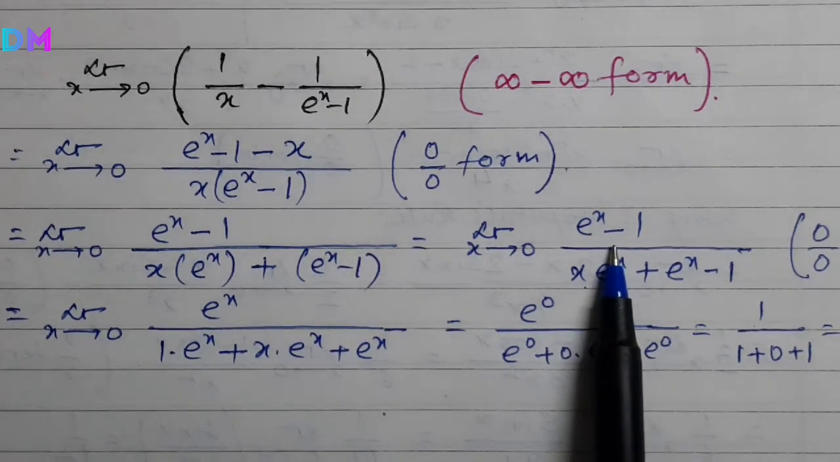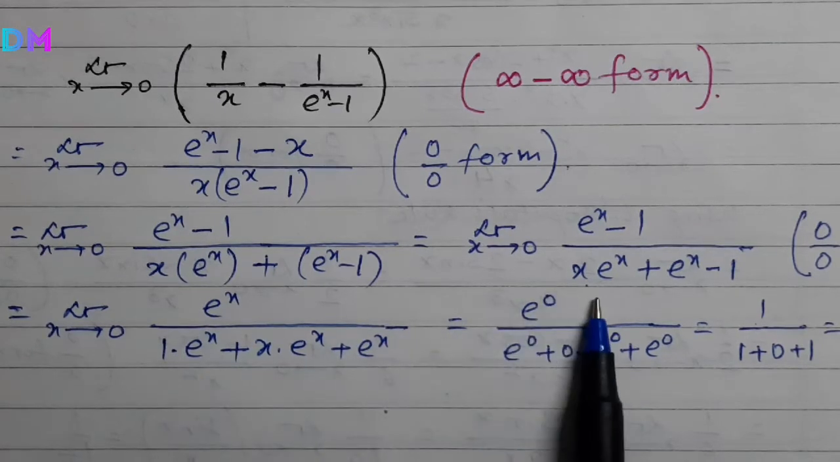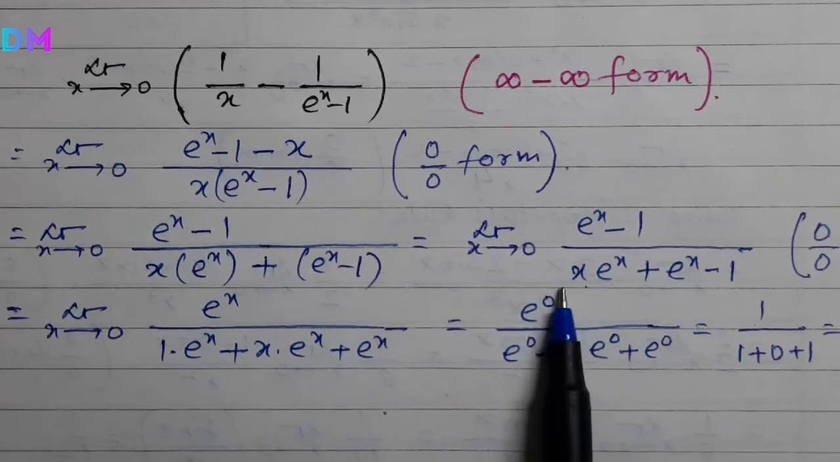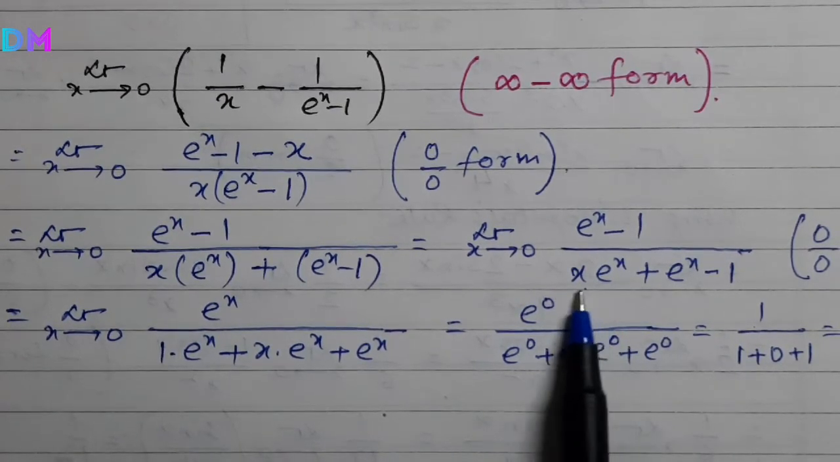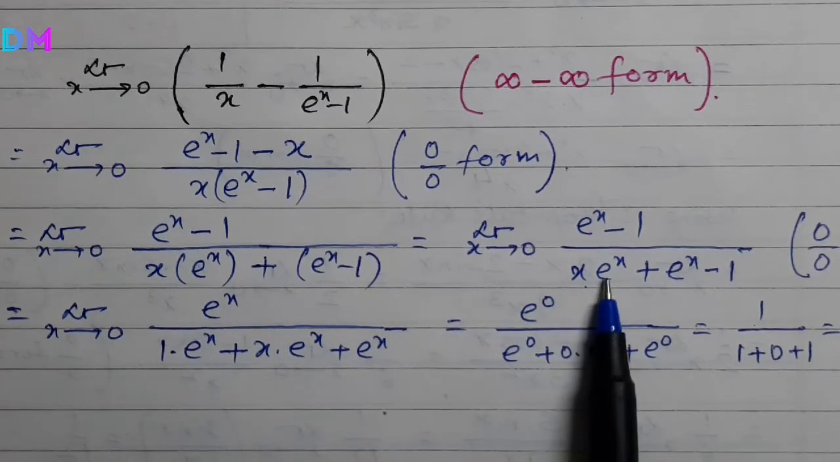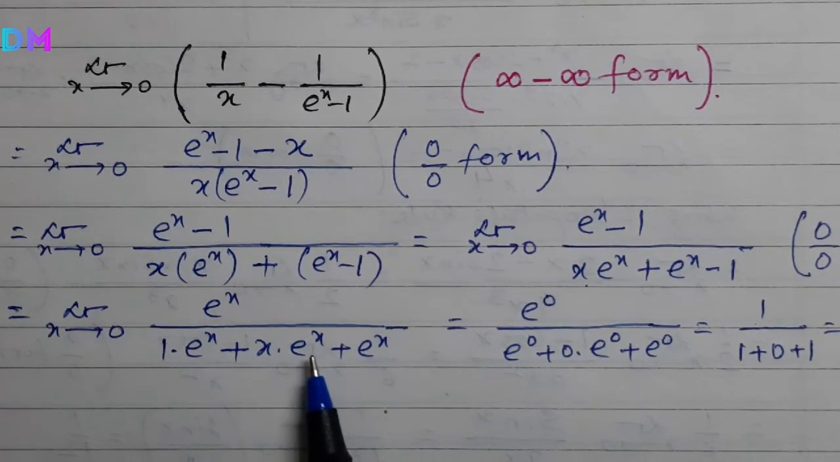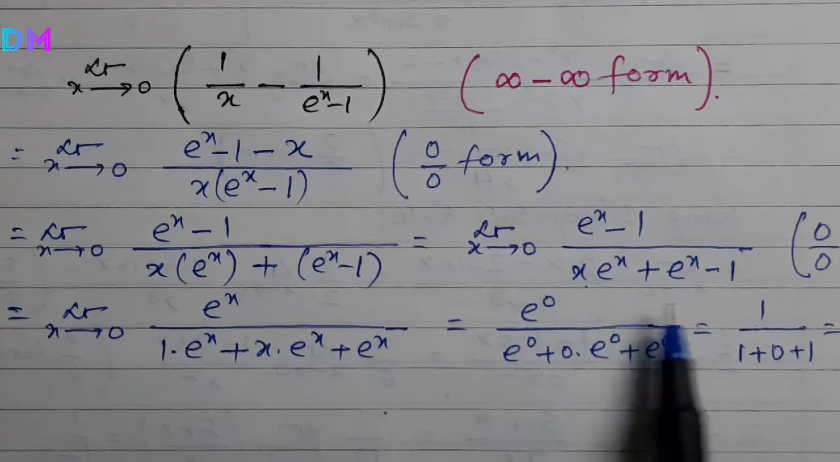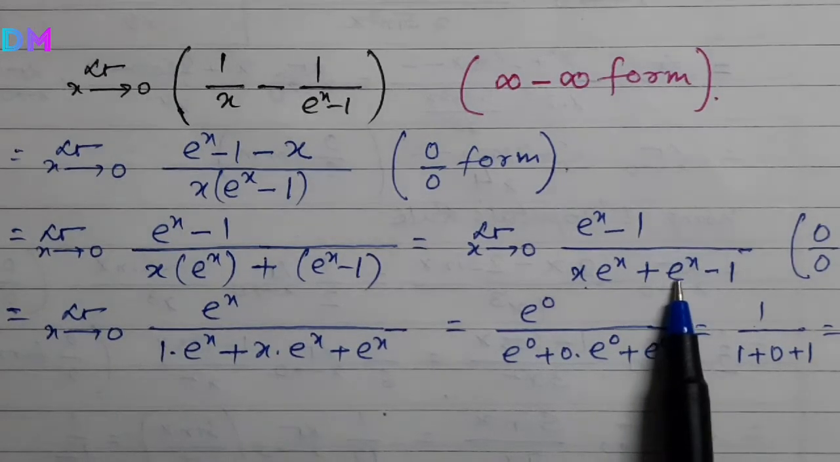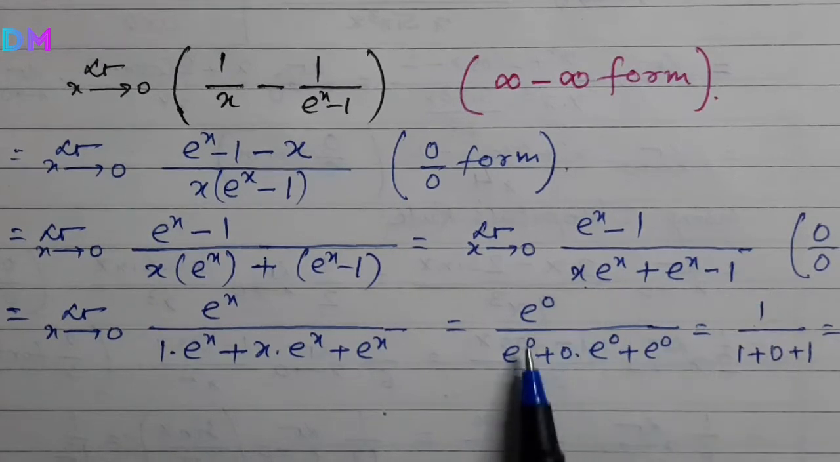So if we differentiate the numerator, it will be e to the power x, and if we differentiate the denominator, it will be x into e to the power x, using the UV formula. First differentiation of x is 1, e to the power x as it is, then x as it is, differentiation of e to the power x is e to the power x. Now plus differentiation of e to the power x is e to the power x, differentiation of 1 is 0.